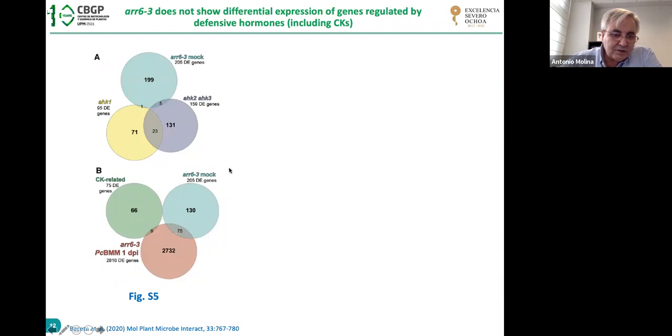And more interestingly, we also checked the overlapping of the genes differentially expressed in the R63 mutant, in non-inoculated plants or after inoculation with the pathogen, and we compared these genes with the collection of genes that have been defined as the core collection of genes that are related with the cytokinin pathway, these 75 genes. And as you can see here, the overlapping is very, very low or close to zero. And this is a very clear indication that the responses that are regulated in the R63 mutant are not related with the cytokinin pathway, and this was a surprise for us.